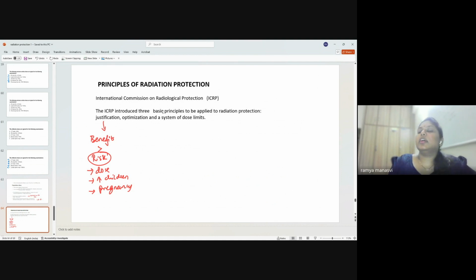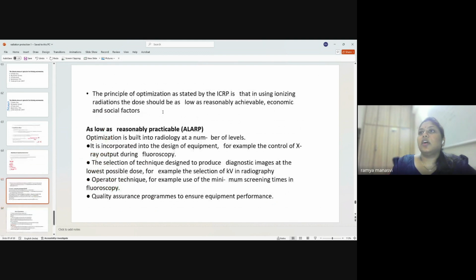getting. So the risk depends upon how much dose we are giving, and the risk will increase if it is a child that we are exposing, because children will have more stochastic effects than older people. And if the patient is pregnant, we need to weigh the benefit and risk factors and then only give the radiation.